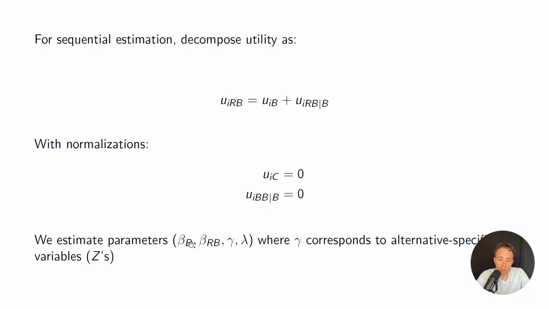And if we make those normalizations, then what are the parameters we're going to estimate? We're going to estimate a beta associated with any bus. We're going to estimate a beta associated with a red bus, and then some alternative-specific variable coefficient gamma, and then the nesting parameter lambda. So these are the 4 parameters that we're estimating.